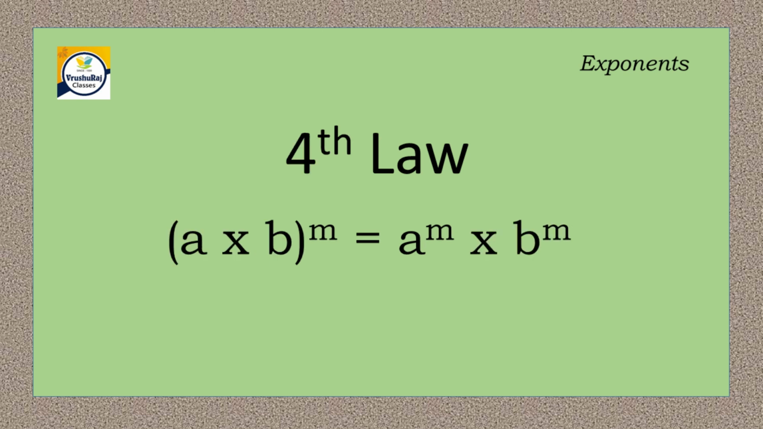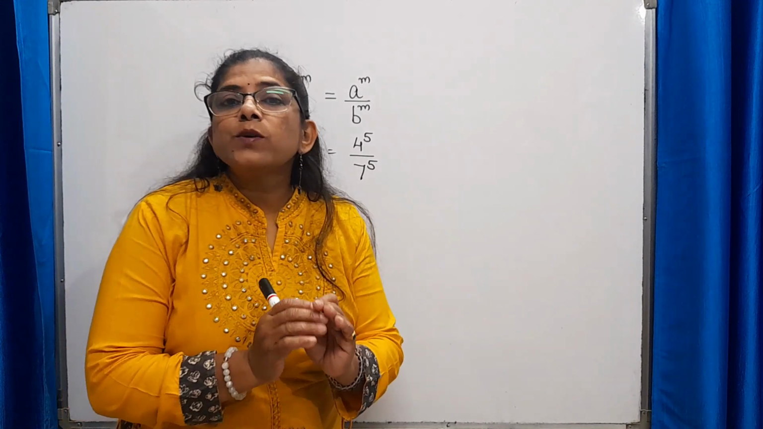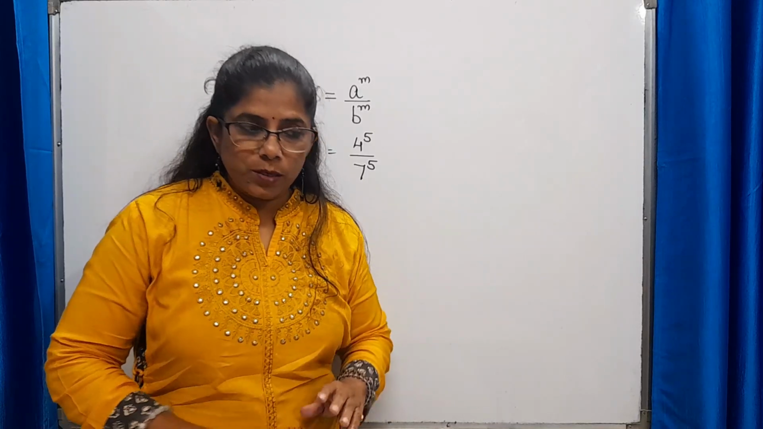Fourth law, a into b bracket to the power of m. Here m is applicable for a as well as b, that is a to the power of m into b to the power of m. Fifth law, a upon b to the power of m is equal to a to the power of m upon b to the power of m. So this was all about the 5 laws of exponents.